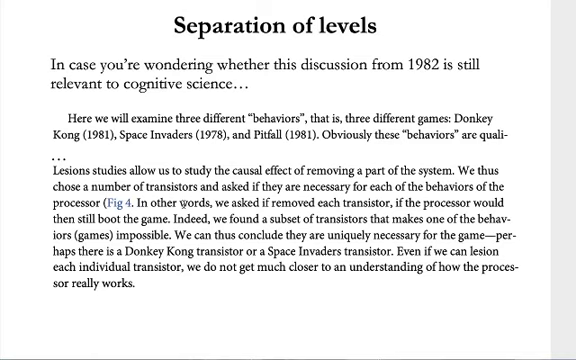"We thus chose a number of transistors and asked if they're necessary for each of the behaviors of the processor." Right? In other words, we asked if we removed each transistor, would the processor still boot the game, that is, start the game up? "And indeed, we found a subset of transistors that make one of the behaviors impossible." Right? This is so far a pretty direct analogy to how early lesion studies in the area of cognitive science and especially language often worked. Right? So what can we conclude from that? We can conclude that they're uniquely necessary for the game.